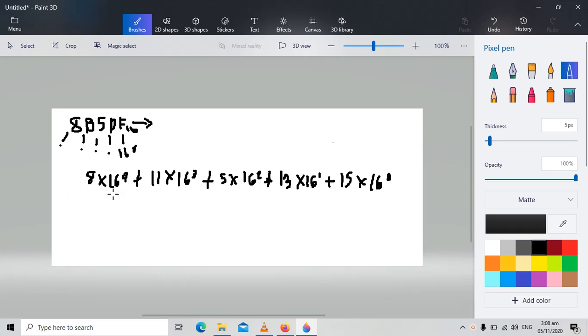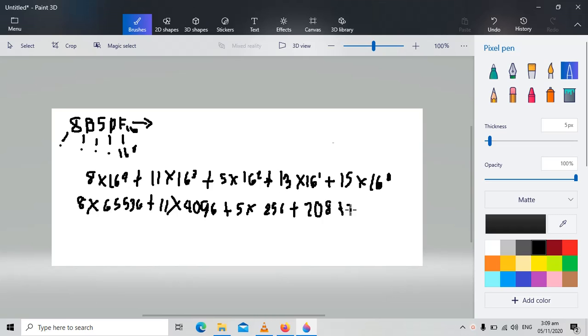Alright, so we need to multiply these. 16 to the power of 4 is 65,536, plus 11 times 4,096, plus 5 times 256, plus 13 times 16 is 208. And lastly, put 15. Now we need to multiply the factors and the rest are add-ins here.